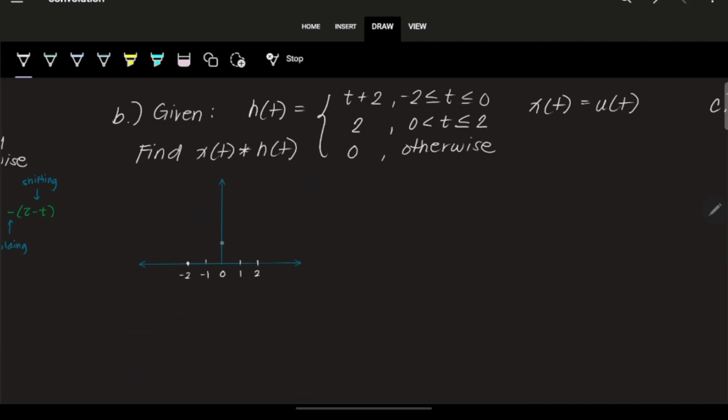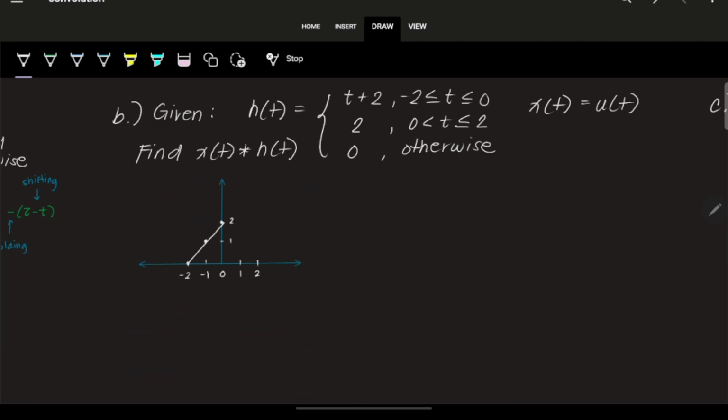So let's say this is negative 1, negative 2, positive 1, positive 2. So nandito yan, 2, 1. Then let's say negative 1. So negative 1 plus 2, so that's positive 1. Ayan. So ganito yung itsura ng signal natin.